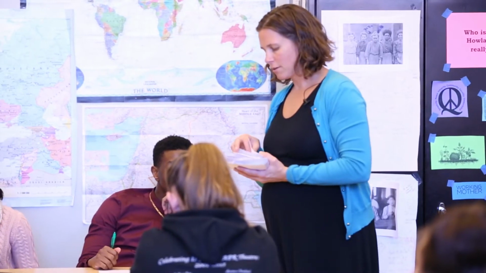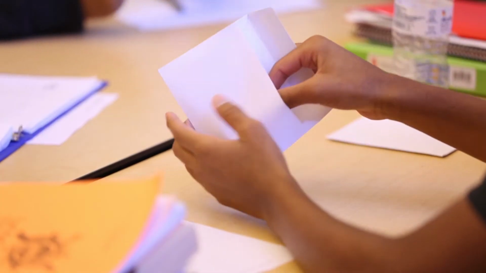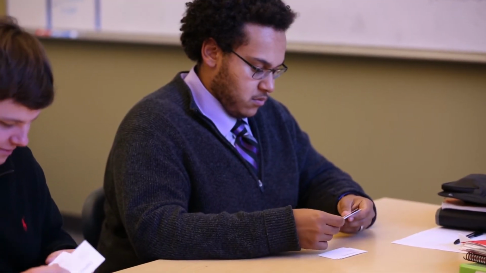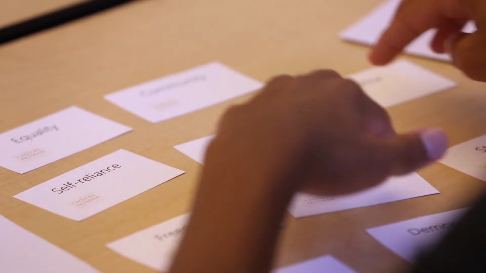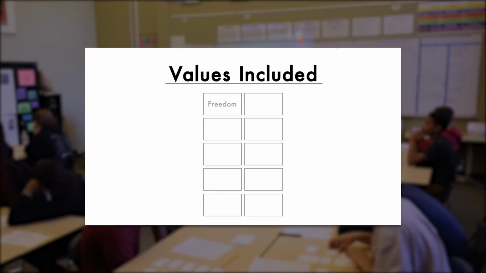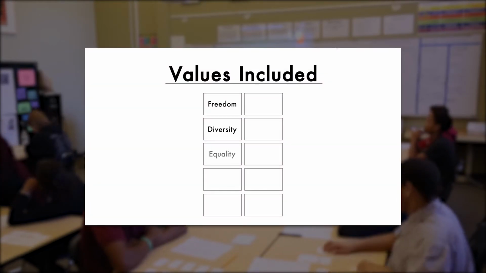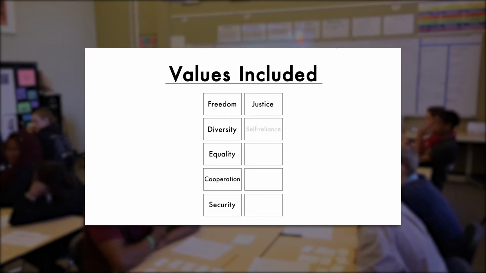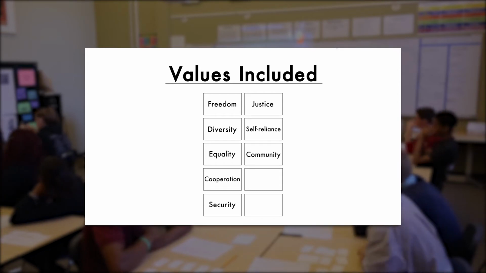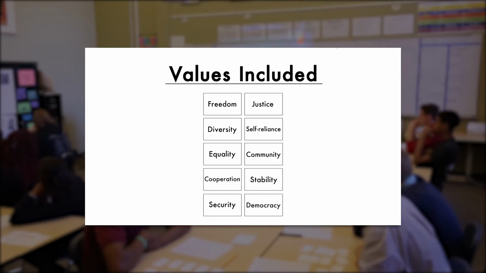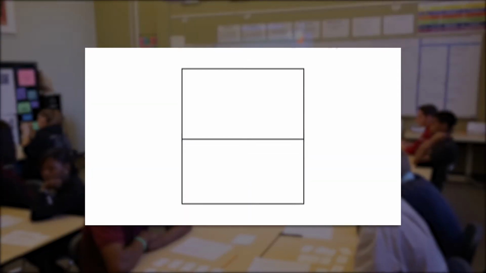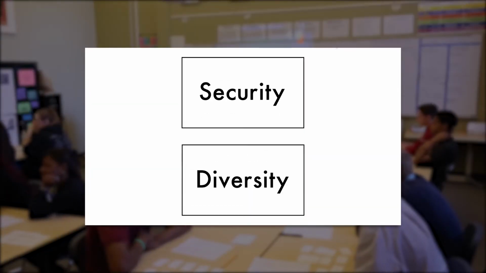In your classroom, give each student a complete set of values cards. Each student should now have in front of him or her a set of cards with the following values on them: freedom, diversity, equality, cooperation, security, justice, self-reliance, community, stability, and democracy. Call out 2 values and instruct students to put these 2 cards in order, with the one on top being the one they consider most important.